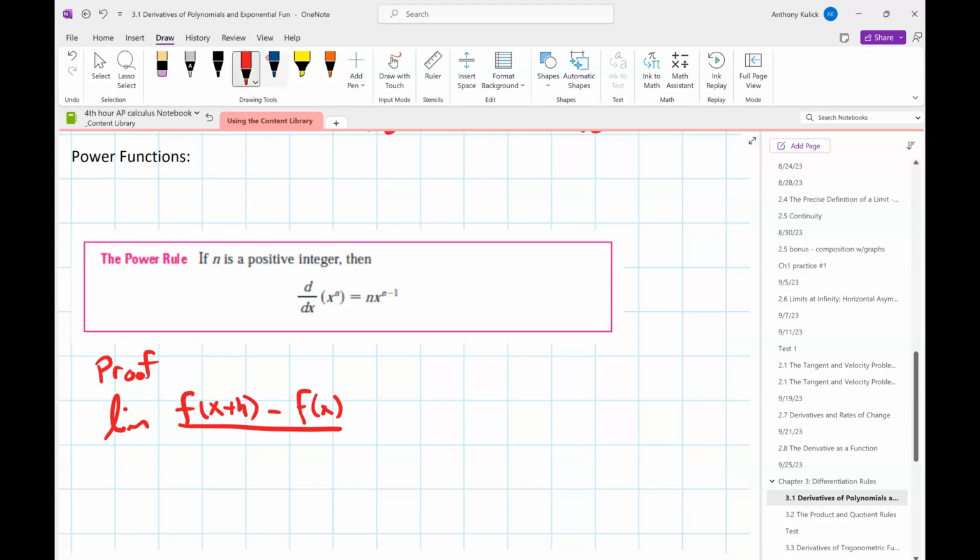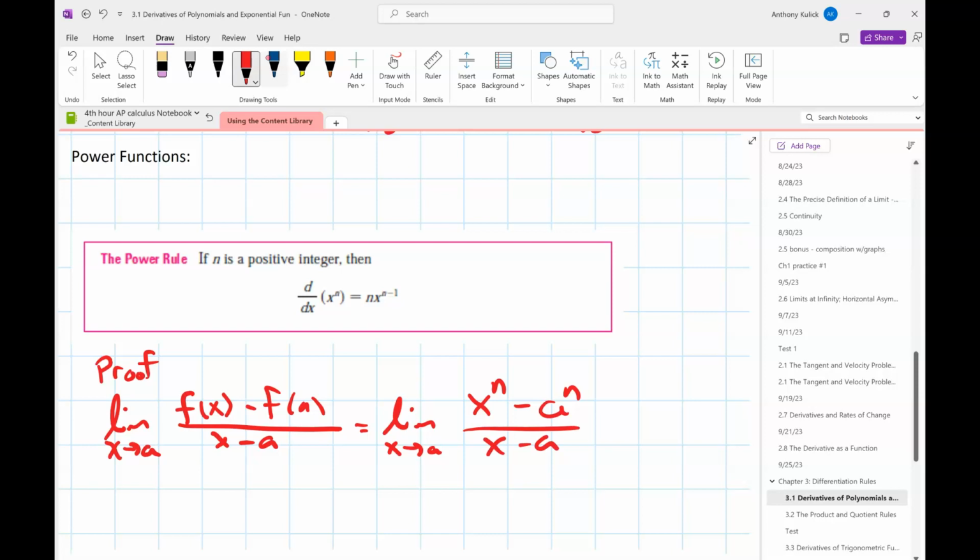Oh, you know what? I'm not using that definition. I need to factor. This will be easier. I'm using that definition of a limit. So what is f of x going to be? What is f of x? x to the n. What is f of a? a to the n, right? What does that numerator look like to you? Kind of looks like a difference of somethings, right? Whatever n is.